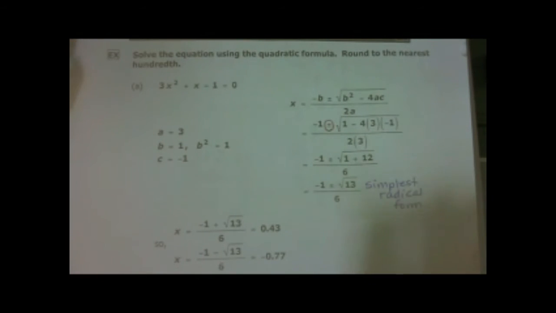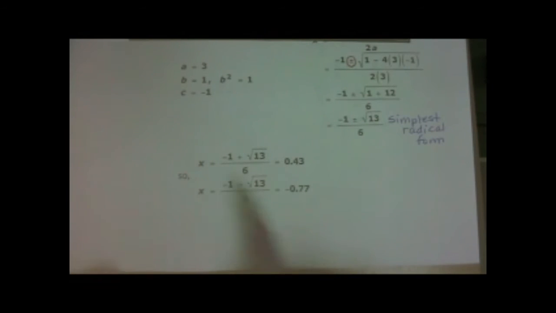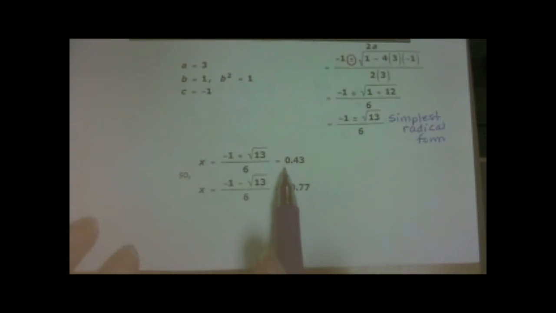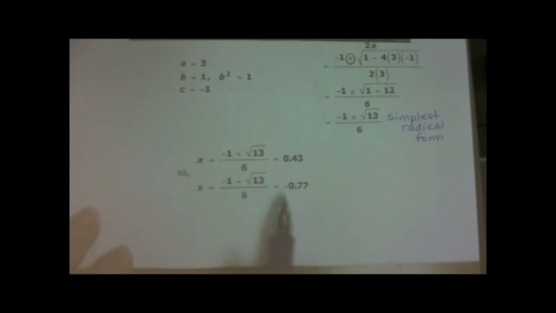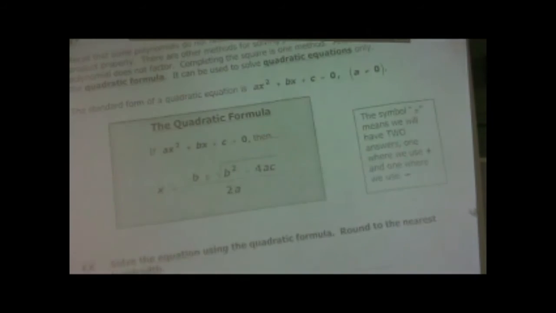The next thing that you're going to want to do is simplify this by putting it into your calculator and getting the decimal representations. So if you get your calculator out and put these 2 values in, -1 plus the square root of 13 over 6, you get 0.43. If you put in -1 minus the square root of 13 all over 6, you get -0.77. All right? Let's try another one.